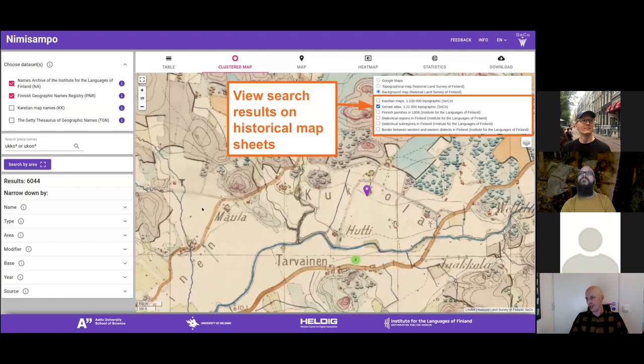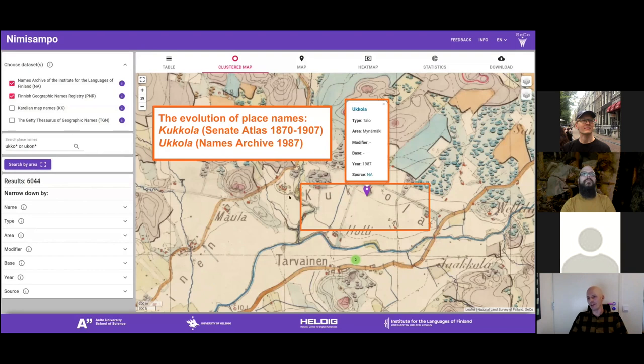I'm also going to use some historical map sheets that we have been georectifying in our previous projects, for example, the Senate Atlas. I can plot these search results on these historical map sheets, which is a nice way for studying the evolution of place names. What has happened since the 1870s? Now, this place name, for example, has been collected in 1987, and you can see that for some reason the name of this house has changed.